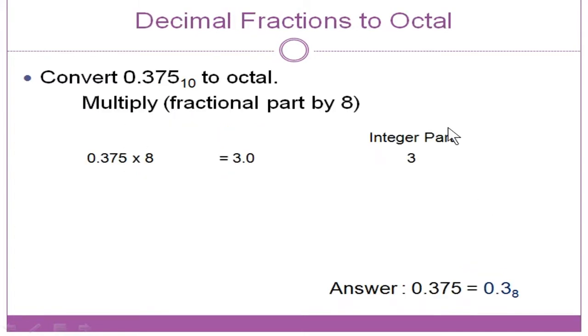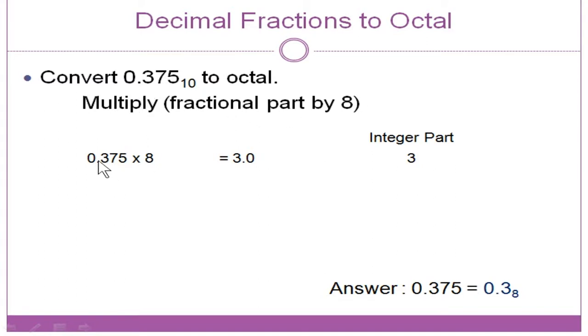Now we are going to see how to convert a decimal fraction to octal. In decimal fraction to binary, we multiplied by 2. Here you are going to multiply by 8. That's the only difference. So convert 0.375 base 10 to octal. Here you have only the fractional part, you don't have the integer part. So you are going to multiply the fractional part by 8.